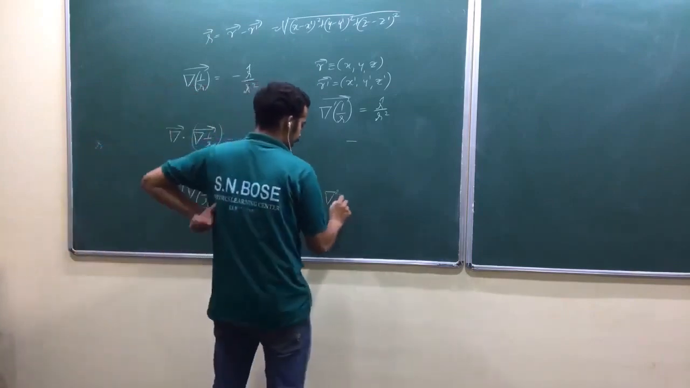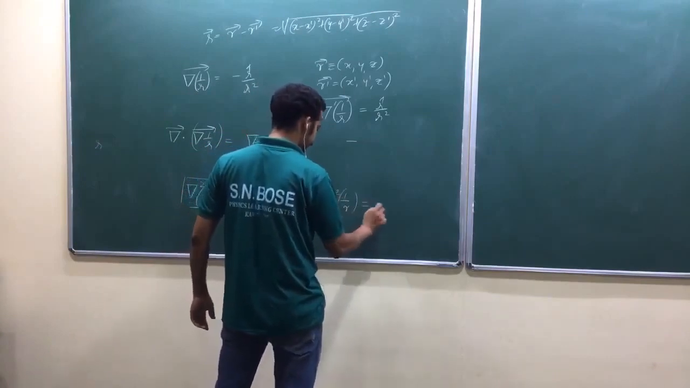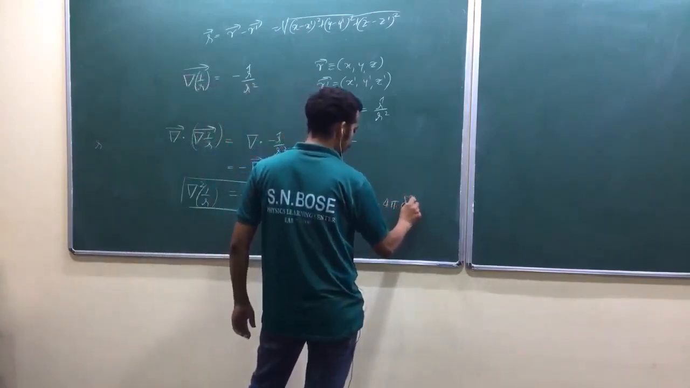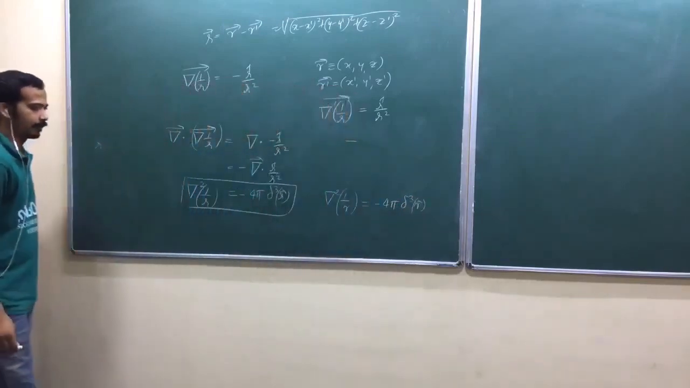Similarly, del square of 1 by r is equal to minus 4 pi delta cube of r vector. That's it. Is that okay?